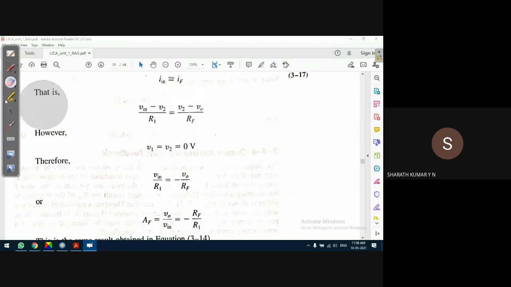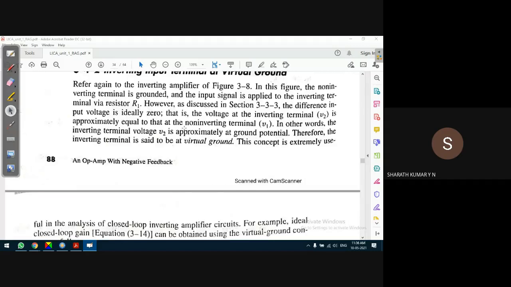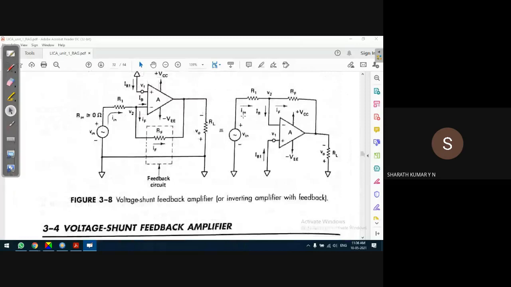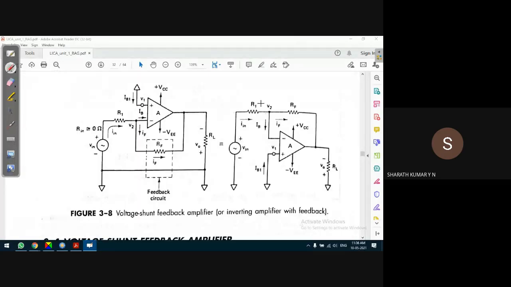Let's observe this diagram again. How do we get that condition? V2 is at the junction. Okay, this is V2. For I in 1, I is equal to V by R. The voltage is the difference, Vin minus V2, divided by R1 for I in 1.